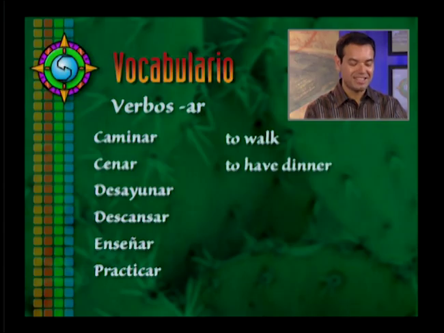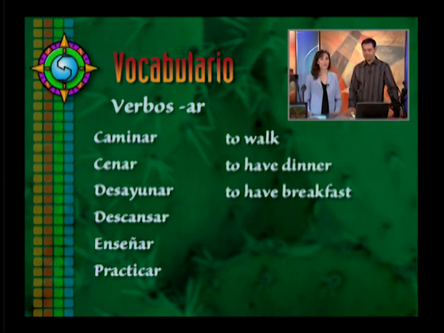El siguiente es desayunar. Y eso es to have breakfast. Yo normalmente desayuno en mi casa. Y yo normalmente desayuno cereal en mi casa. Cereal, siempre. Cereal con leche. Muy bien.